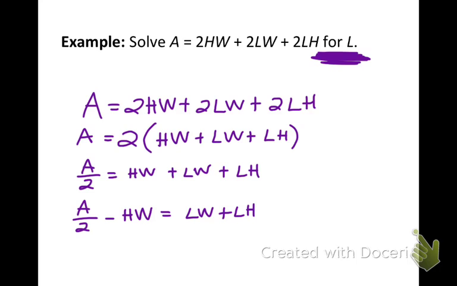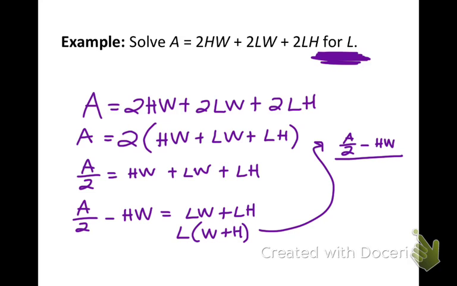The greatest common factor of these two terms would be an L. So take out an L, which leaves me with W plus H. I'm going to be lazy and not rewrite that left side, which means I would divide by what to get L by itself? W plus H. All right, so for those in the back of the room, I'll scoot up here so you guys can see. So now this is what we're going to get: A divided by 2 minus HW, all over W plus H, is equal to L.